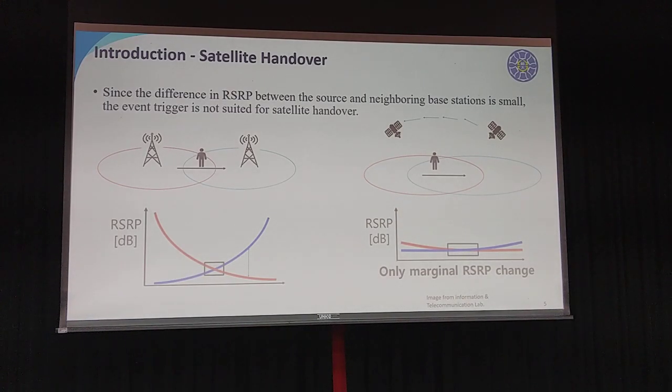However, in satellite communication, because the distance between the user and the satellite is very far, the user movement will not change the distance between the satellite and the user too much. So the signal strength will not show obvious changes. This also makes it not suitable to use the traditional handover method to determine the timing and target of handover. Therefore, we need to design a new satellite handover method. This method will take into account the characteristics of the satellite.